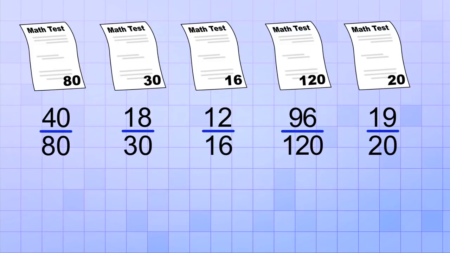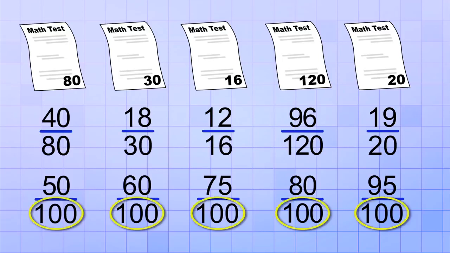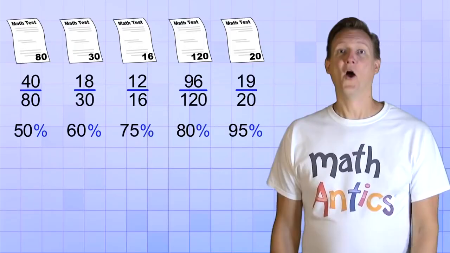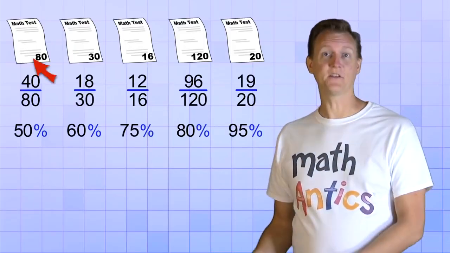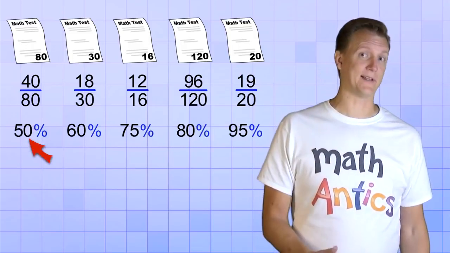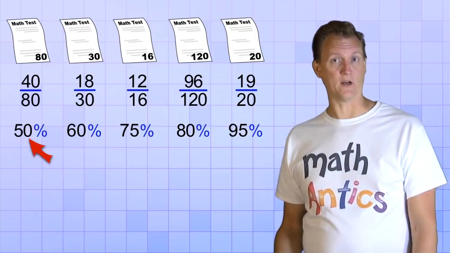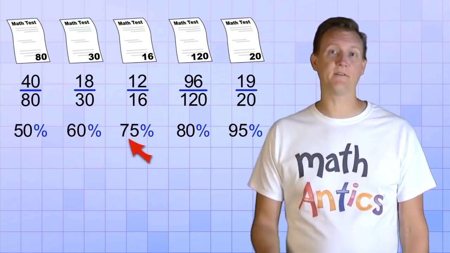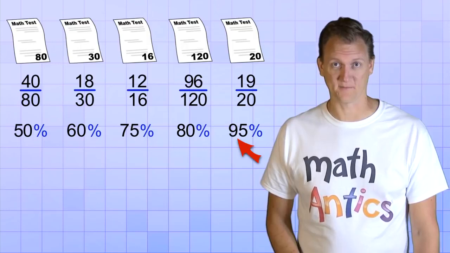But what if we convert each of these scores into an equivalent fraction with 100 as the bottom number? In other words, their equivalent percent form. Wow, now it's much easier to compare the scores. On the first test, the student only got 50%, or half, correct. But they did better on each test they took during the year. 60%, 75%, 80%, and finally 95% on the last test.